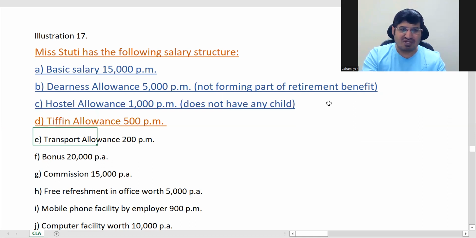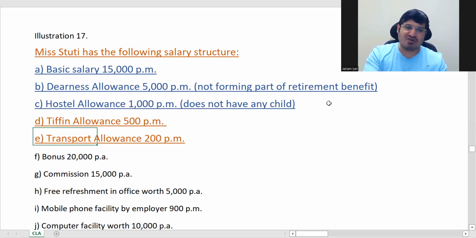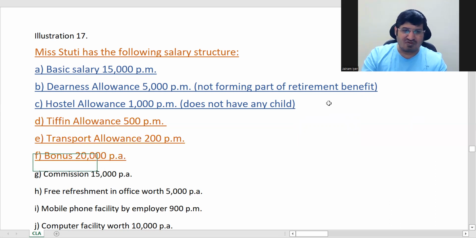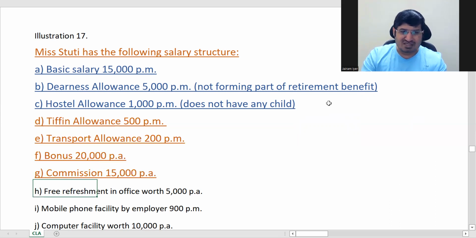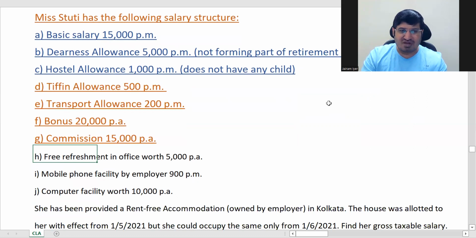Okay, transport allowance. Just now we talked about transport allowance, correct? So for normal people, it is fully taxable. Bonus is always fully taxable. Commission is always fully taxable. Free refreshment in office is a perquisite. Okay, it's a perquisite and it's a tax-free perquisite.